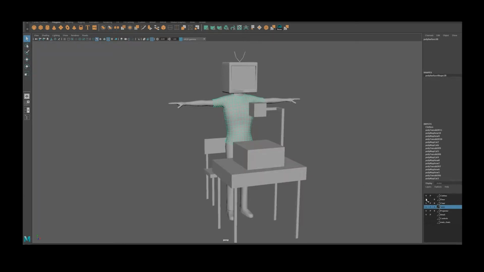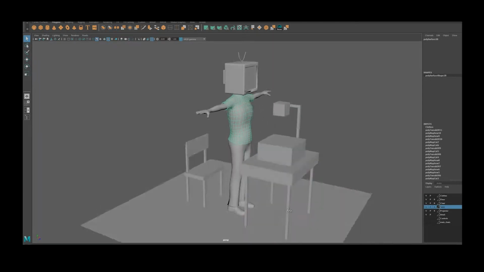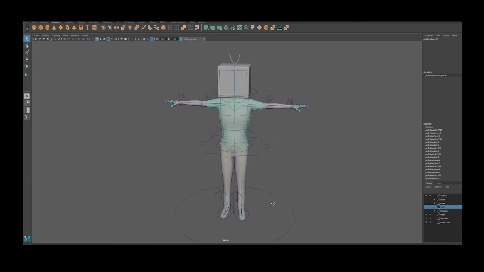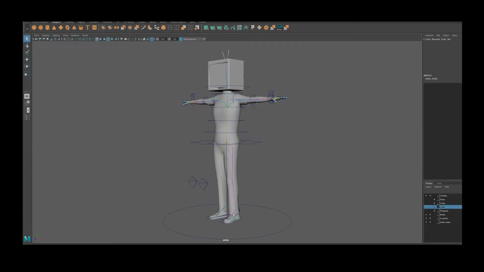So after I had modeled my character, I sent it off to my rigger, Isaiah Garcia, and after I got it back, I sent it off to my animator, Michael Harvey, and I sent him also a list of animations to be made.